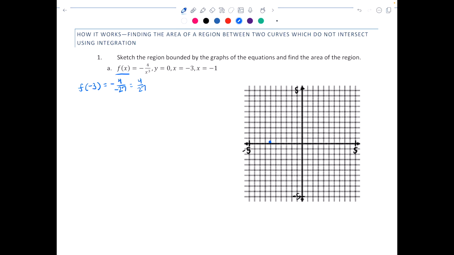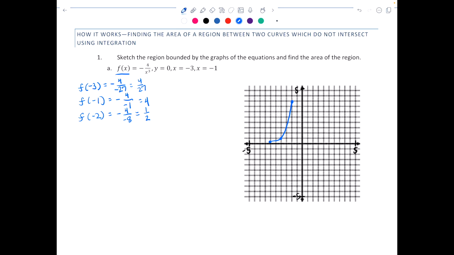Now, f at negative 1 will be equal to negative 4. Negative 1 cubed is still negative 1, so that'll be up at 4. So we'll have a point here. And then, just to get a feel for what it looks like in the middle, why don't we find f at negative 2, just for fun? That would be negative 4 over negative 8, which is positive a half. And that'll be right there. So we're going to have something that looks like that for our graph of f.